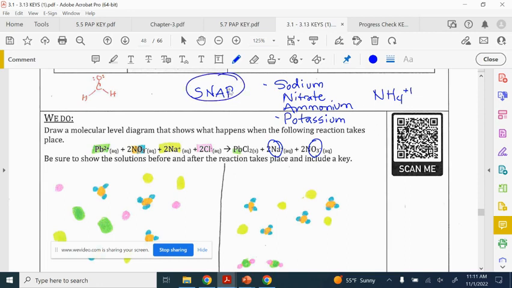That's why we say it's a snap, even though potassium is a K. So if there's one of these in there, then the entire material is going to be soluble. Here, you started out with lead nitrate, that would be soluble. We started out with sodium chloride, that's soluble. We had two different containers.